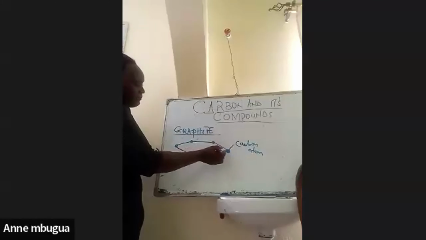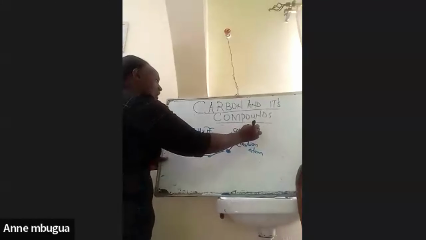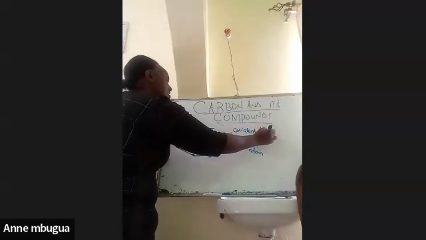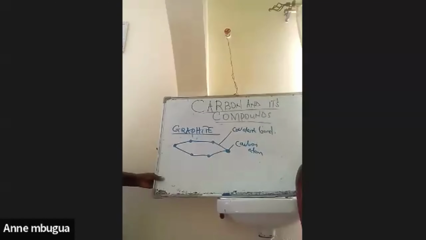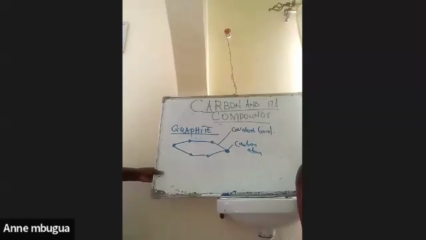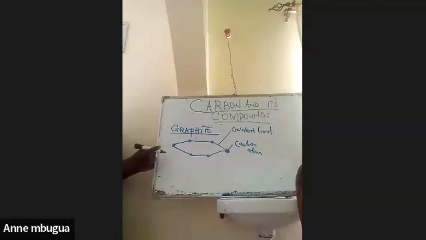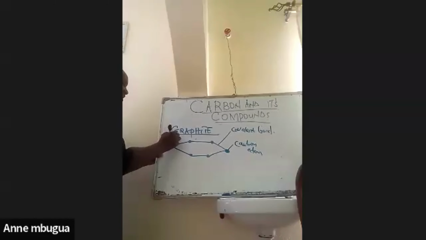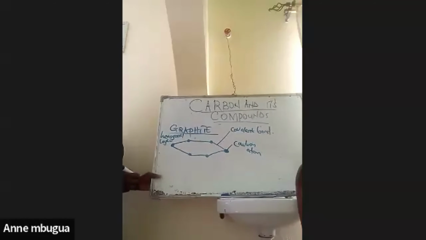In between this carbon atom and this other carbon atom, we have a covalent bond. And this is what you are referring to as a hexagonal layer.